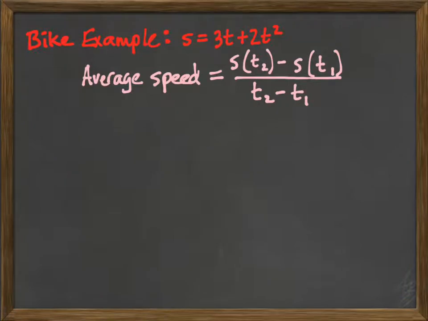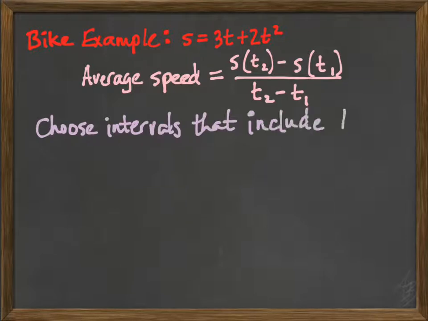So here in our bike example, we know our position after any amount of time, we know how to calculate our average speed, and we know how to do that over a time interval. So we're going to go ahead and do that. We're going to measure our average speed over a time interval, and we're going to see if that can be useful for us. We're going to involve intervals that have t equals 2 in them, and see if we can establish a pattern that can allow us to answer the question.